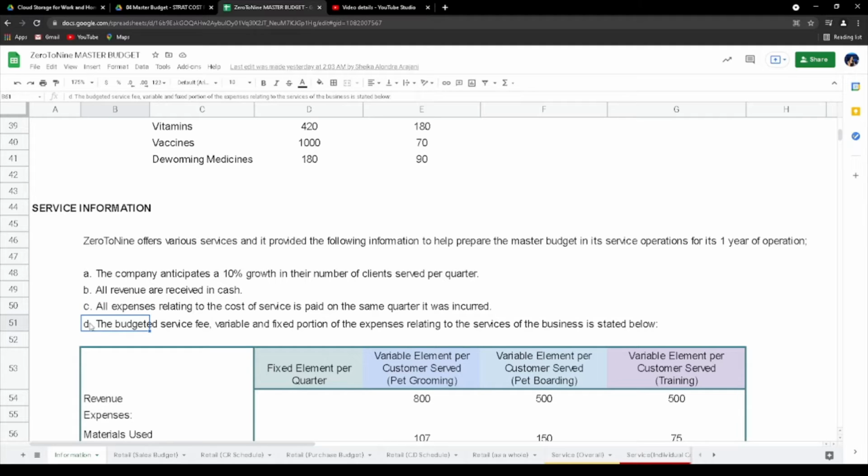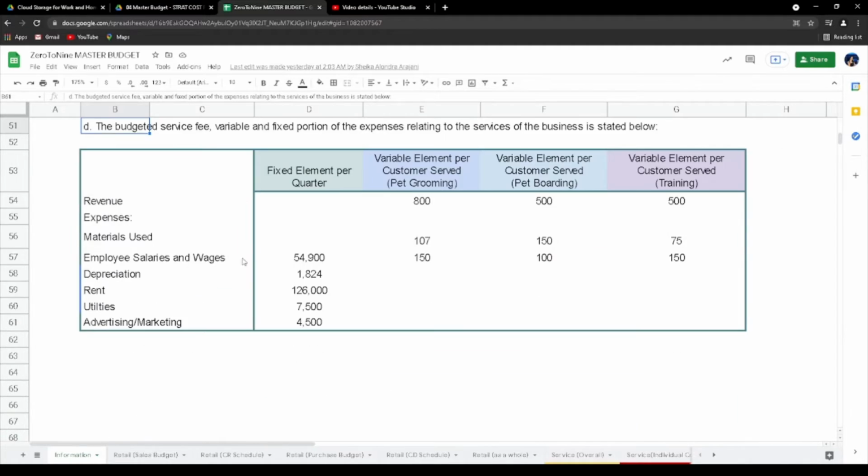And lastly, letter D, the budgeted service fee, variable and fixed portion of the expenses relating to the services of the business is stated below. We have here 4 columns. First column is the fixed element per quarter. Second, third, and fourth are the variable element per customer served for pet grooming, pet boarding, and training.